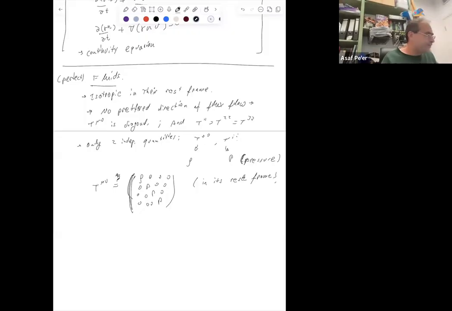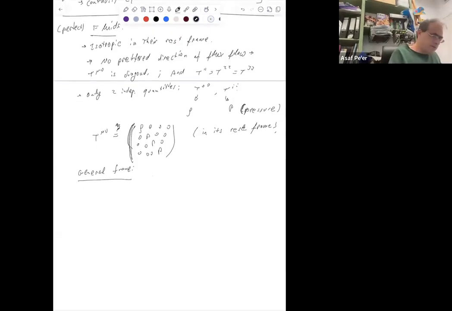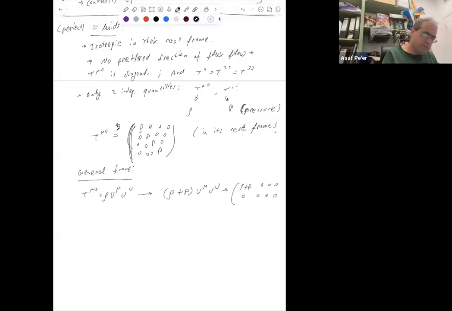But what about any frame? So for dust, in a general frame, we had T mu nu is rho u mu u nu. So we can try generalizing that to add the pressure, so that rho plus p, u mu u nu. But then, of course, in the rest frame, where u mu and u nu are just 1 0 0 0, this would lead to rho plus p 0 0 0, and then everything else is 0.